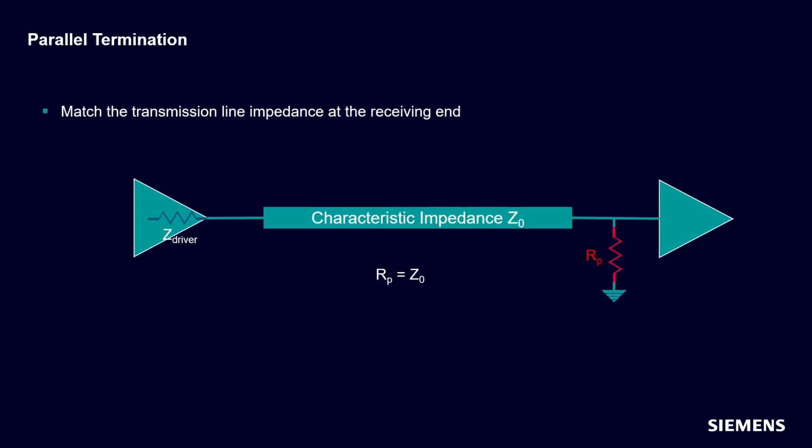The primary goal of parallel termination is to match the transmission line impedance at the receiving end, absorbing the signal energy and preventing reflections back towards the source. Ideally, signals traveling down the characteristic impedance of a transmission line should encounter an impedance of the same value at the receiver. The effective impedance at the receiving device is the parallel combination of the termination impedance and the input impedance of the receiving device.